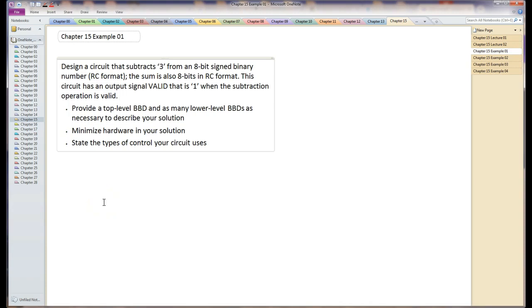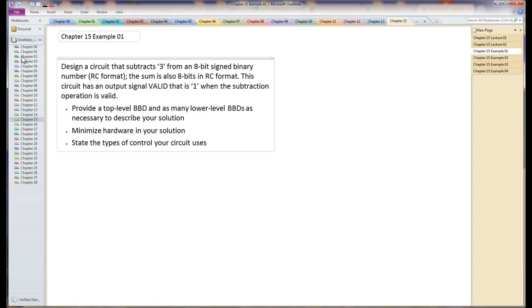This is chapter 15, example 1, and what we need to do is design a circuit that subtracts 3 from whatever input it has. It also has a valid output. Valid indicates when the subtraction is valid.